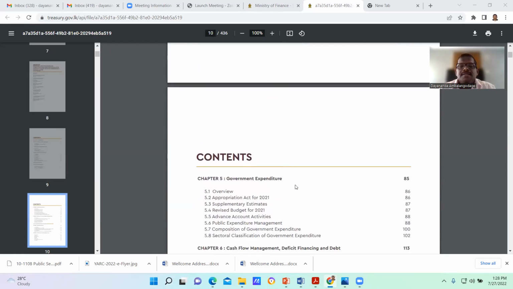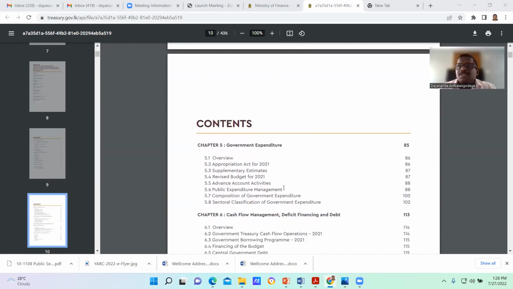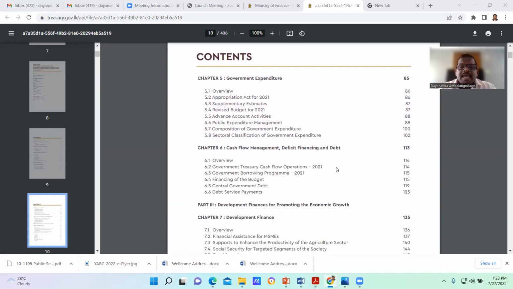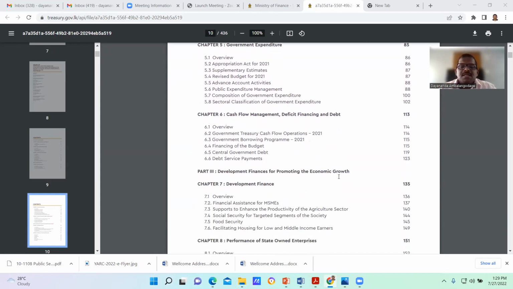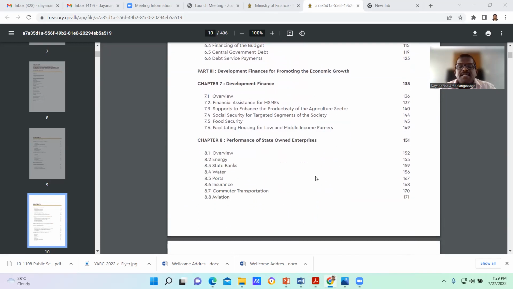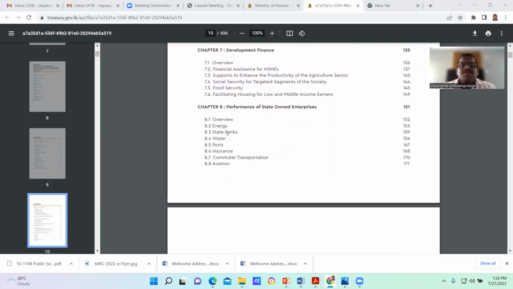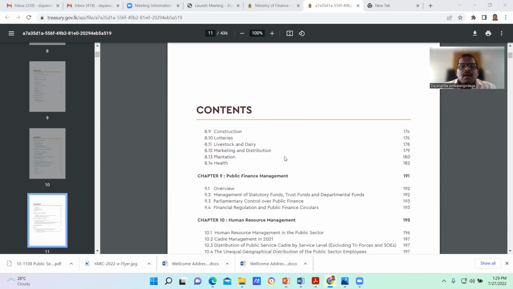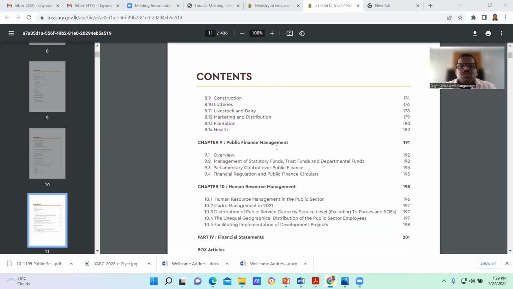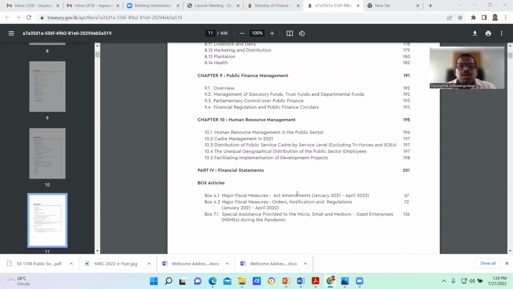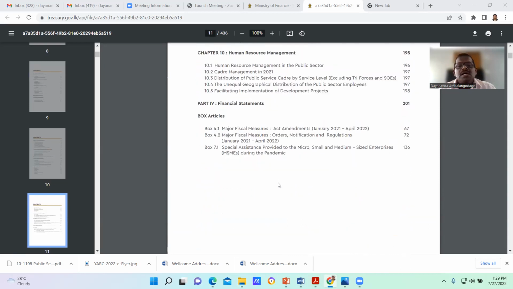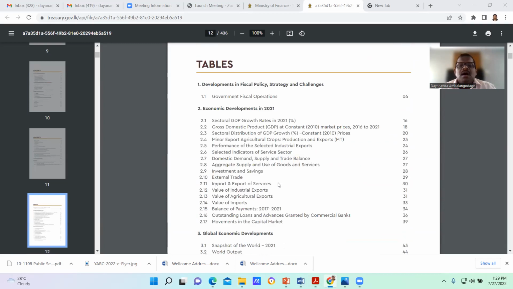revenue part, and in the next chapter you get expenditure performance, then the cash flow statement and budget deficits, development finance. Then there's a special chapter on the performance of state-owned enterprises, SOEs. You see energy, state banks, water, different sectors. Then public financial management, human resource management, then the financial statements.